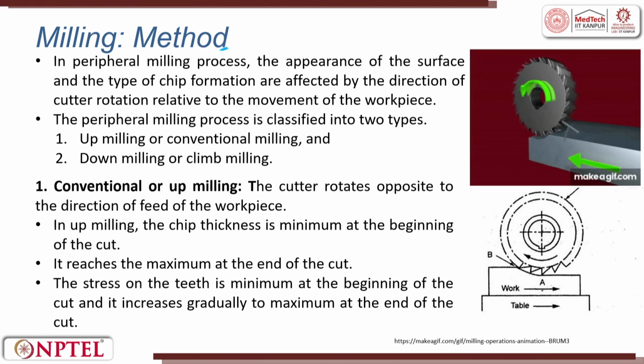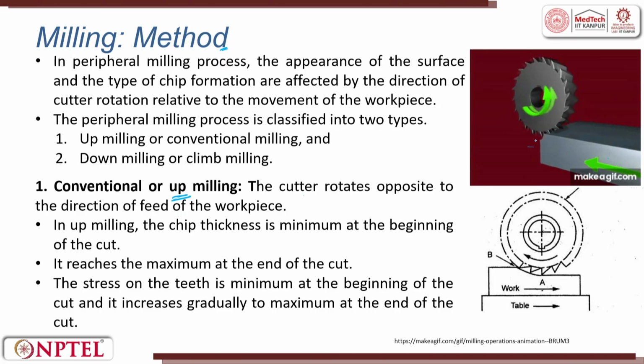When we look into milling methods, there are two types. One is called up milling, the other is called down milling. Up milling is otherwise called conventional milling. When the cutter rotates opposite to the direction of the feed of the workpiece, it is called conventional milling. You look at it, the workpiece is moving and the cutter is going in the opposite direction.